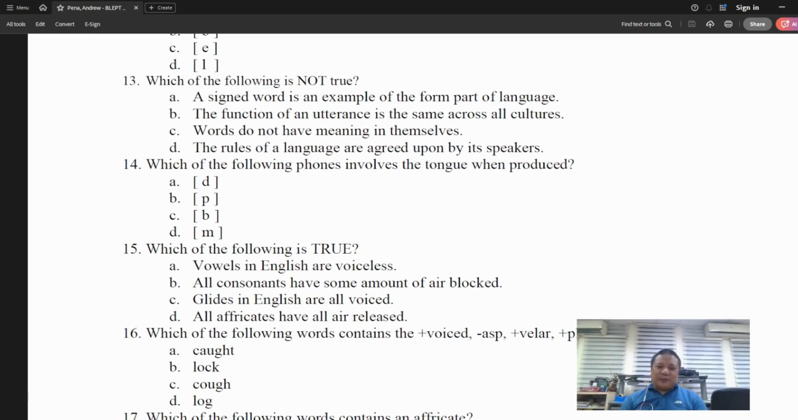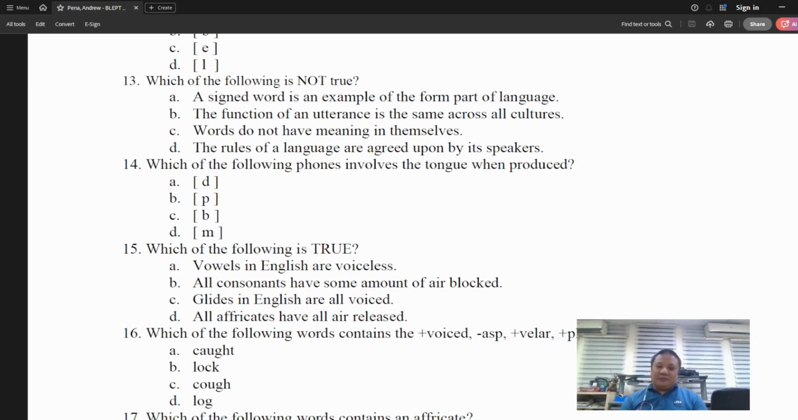15. Which of the following is true? A. Vowels in English are voiceless. B. All consonants have some amount of air blocked. C. Glides in English are all voiced. D. All affricates have all air released. So the one that's true is B. All consonants have some amount of air blocked. That's the idea of a consonant.